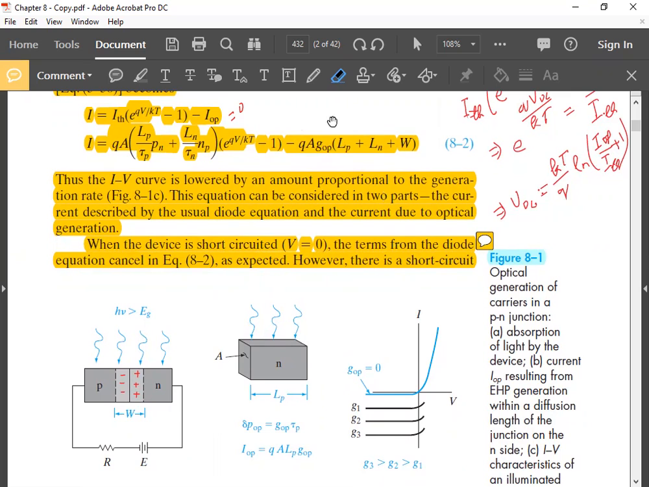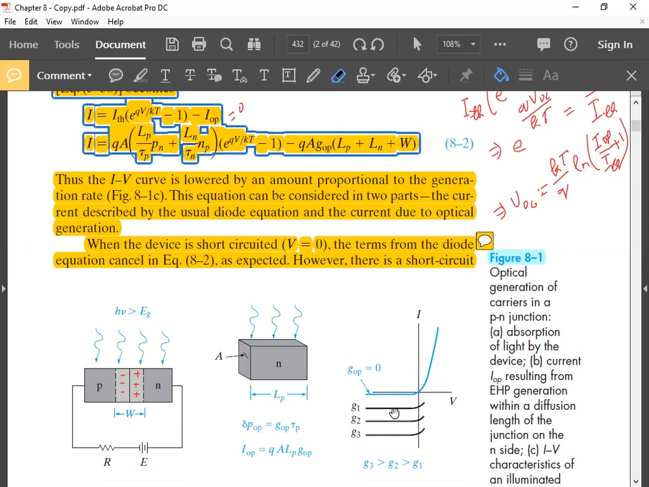Just like adding a DC value with a curve, here actually you are subtracting a DC value from the curve. From every point of the curve, you are subtracting this. So this whole curve will go down by this amount. Okay, sir. Now this reverse biased region, this region.